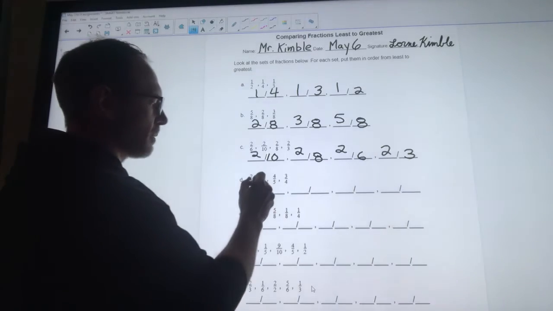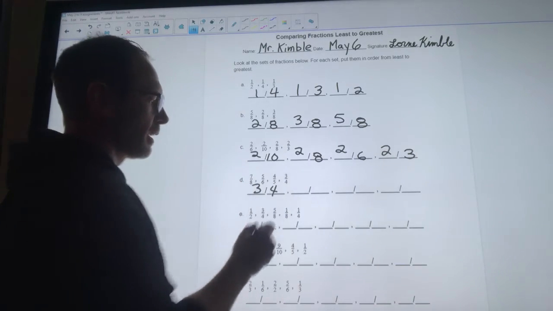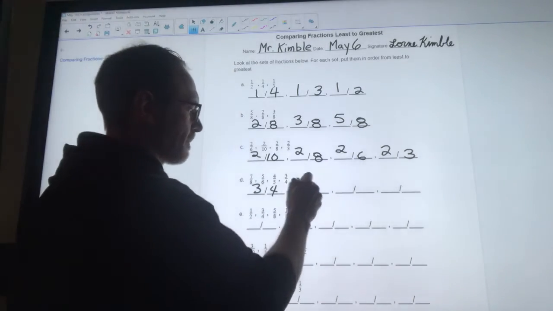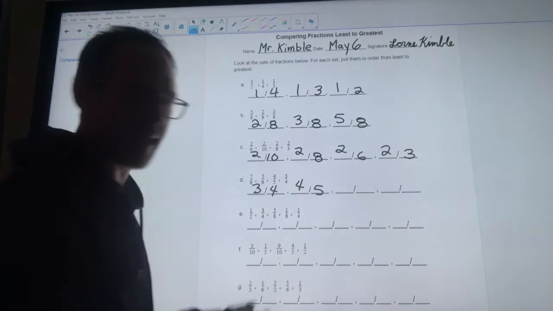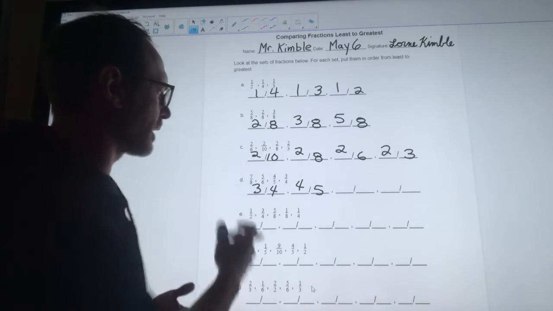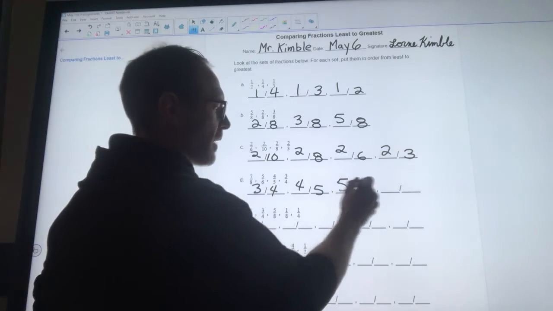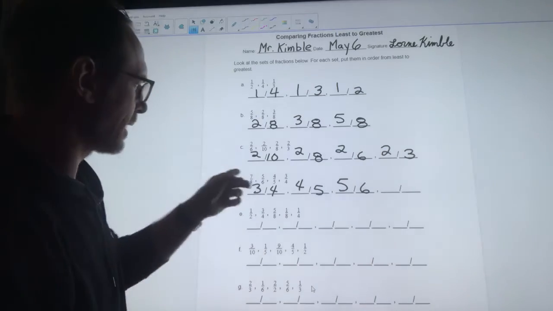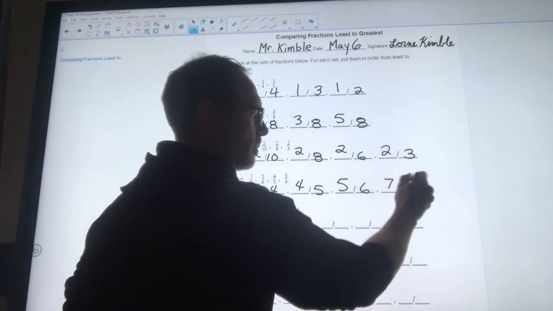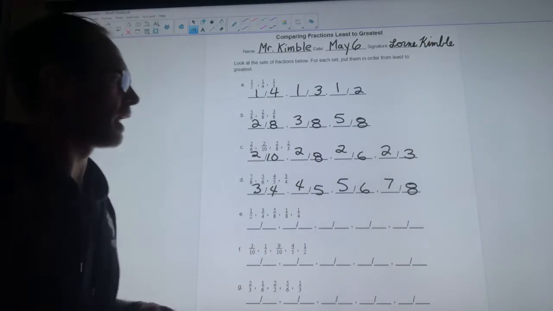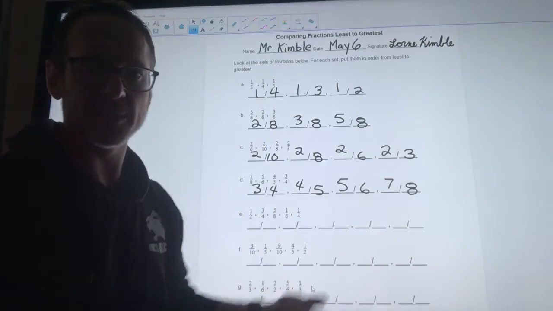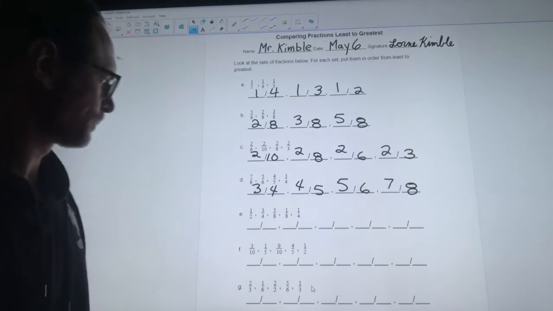So the smallest is going to be 3/4. Then 4/5 will be next. It's missing a 1/5, which is more than a 1/6. So 5/6 will be our next one. And then lastly, it'll be 7/8. That'll be the one that is the largest amount because it's missing the least amount.